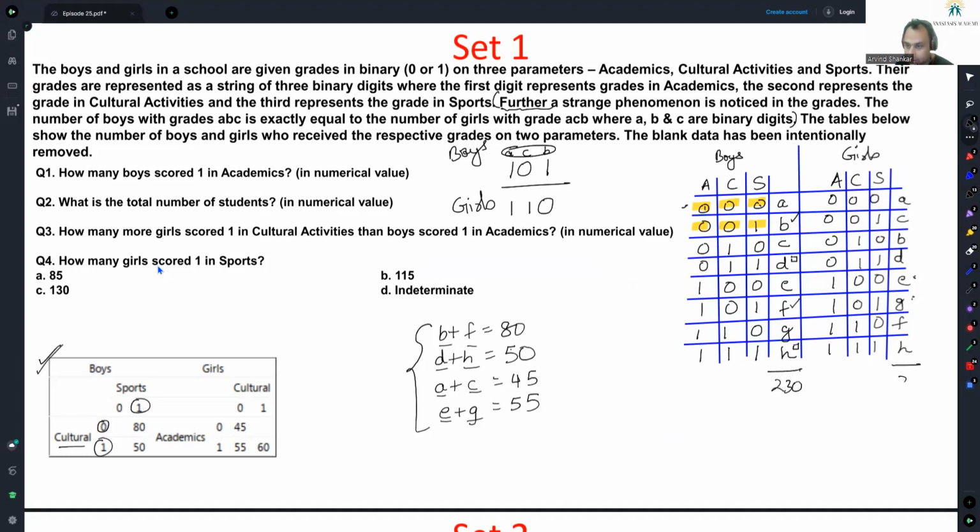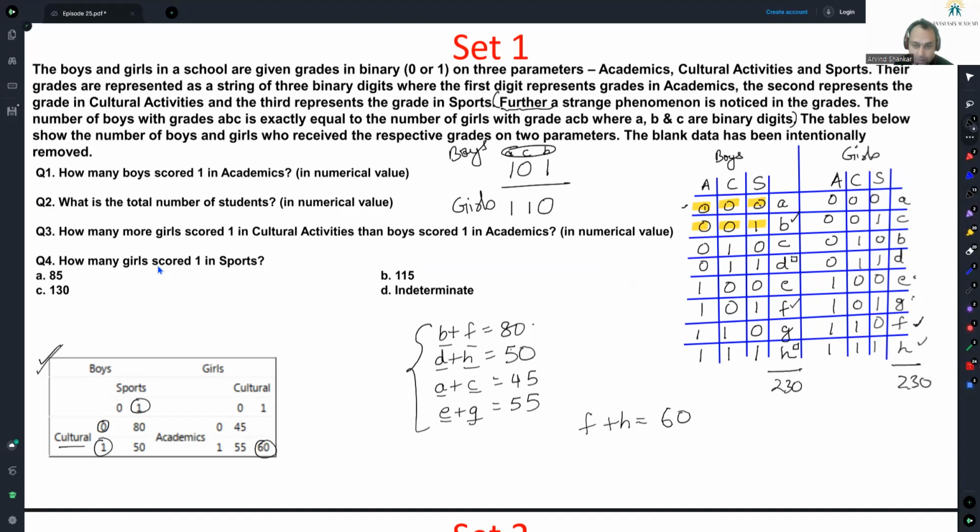Summation of all the girls turns out to be 230. This is known to us. But we have still not interpreted this last value. The girls who got 1 in academics and 1 in cultural are F and H. These are the people who got 1 in academics and 1 in cultural. So we are also told F plus H is equal to 60.